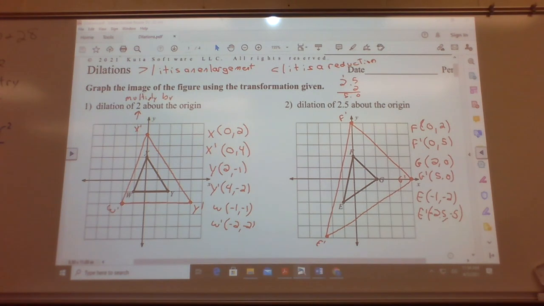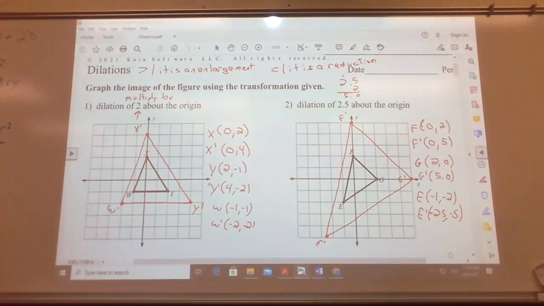So those first two are enlargements. I went from the original shape. My dilation factor was bigger than 1, so it grew. It enlarged. Now my next two are reductions. You may need more time on these two?